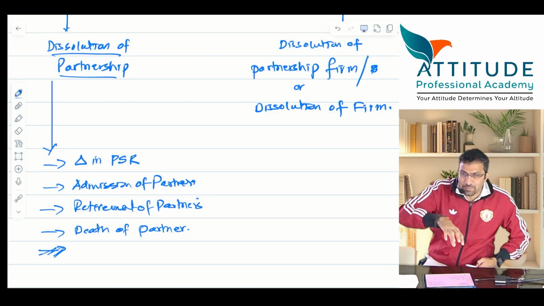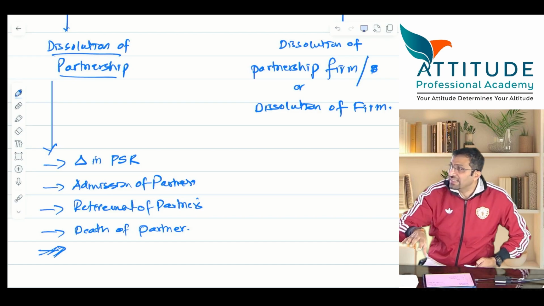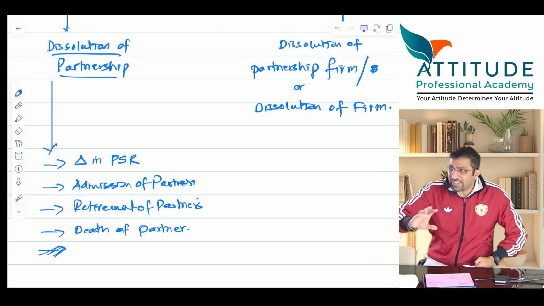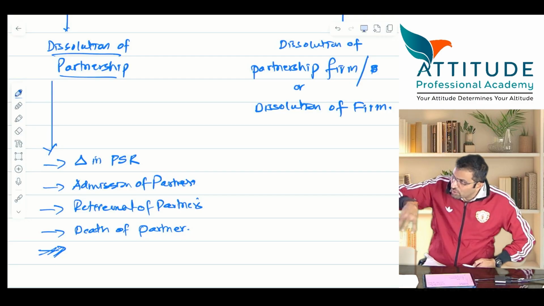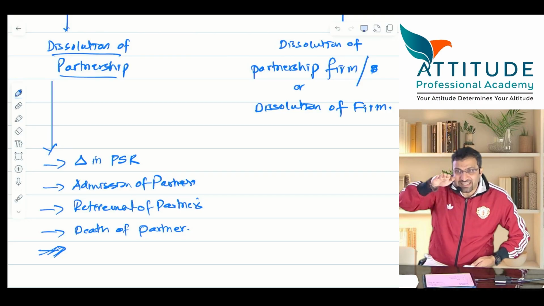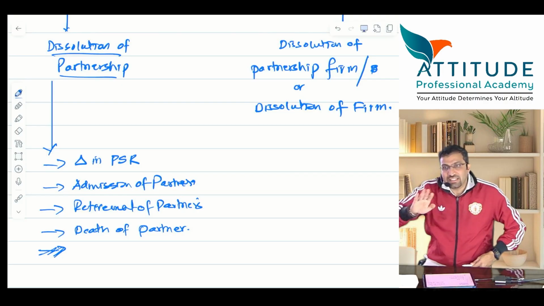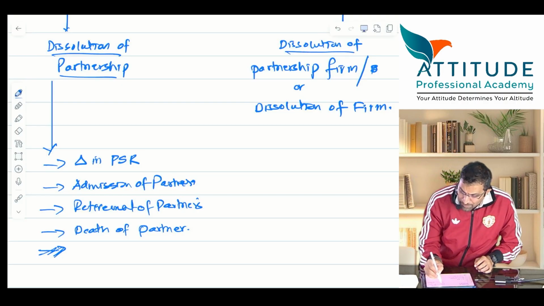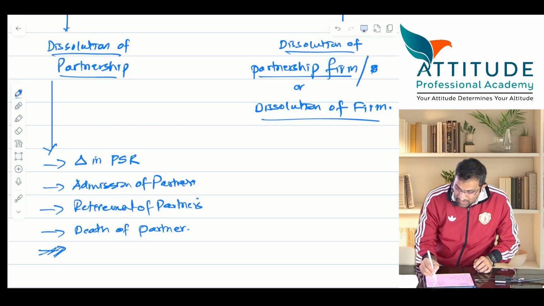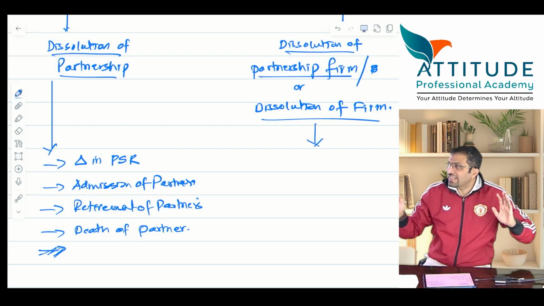Partnership firm will not come to an end, but there's a change in the constitution. Either a new partner is admitted, retirement is happening, or death is happening, or no admission, no retirement, no death, but still there is a change in profit sharing ratio, a change in the constitution. But the firm remains intact. Business is a going concern. It will not come to an end. Is that clear?